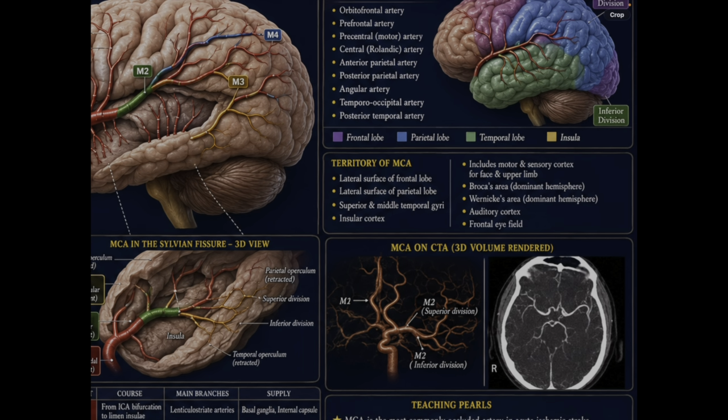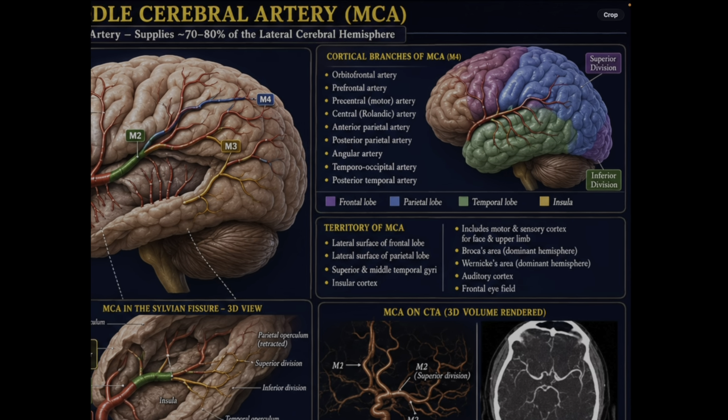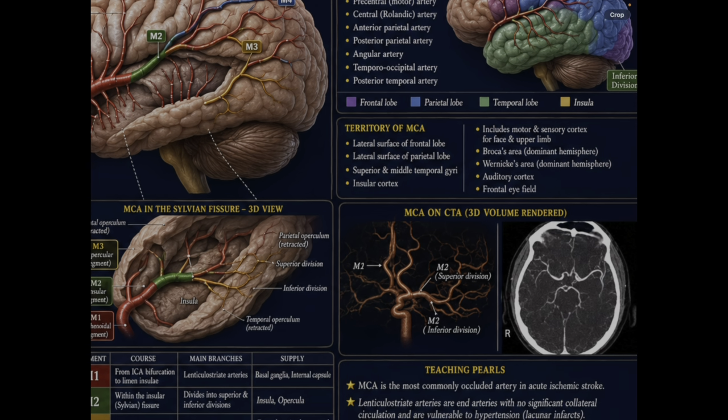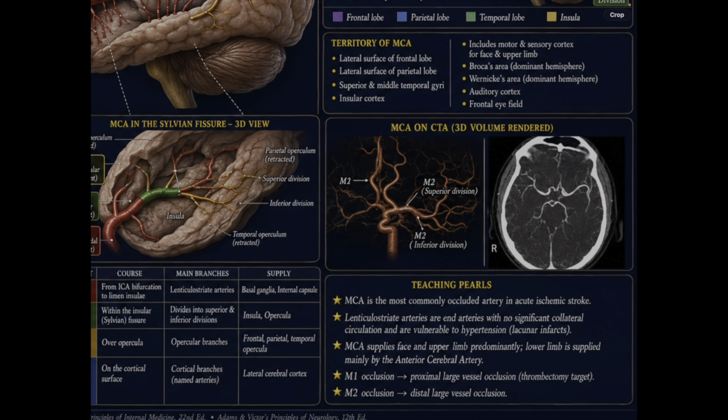So this is the territory of the middle cerebral artery: lateral surface of the frontal lobe, lateral surface of the parietal lobe, superior and middle temporal gyri, and insular cortex. It includes motor and sensory cortex for the face and upper limb, Broca's area in the dominant hemisphere, Wernicke's area in the dominant hemisphere, and also the auditory cortex and frontal eye field. So what are the teaching pearls?